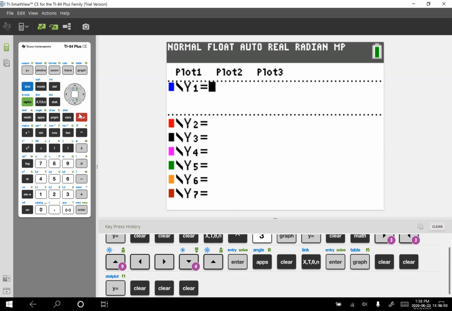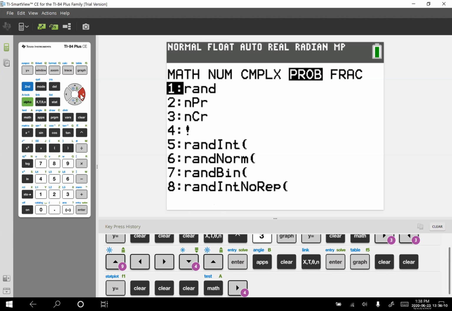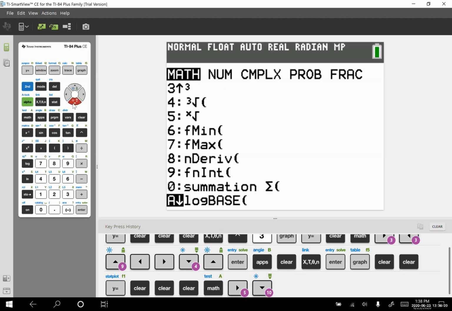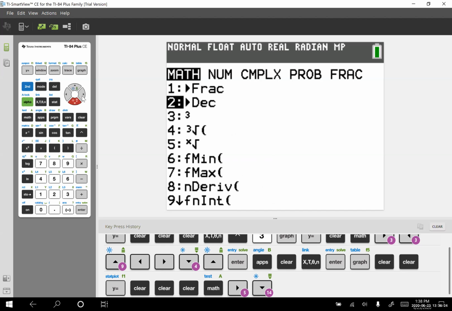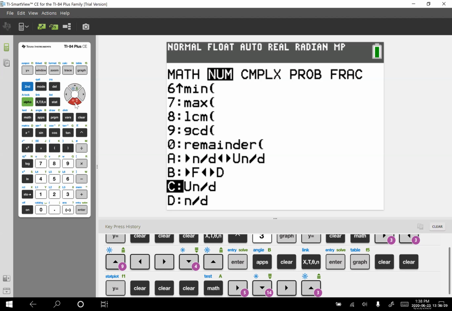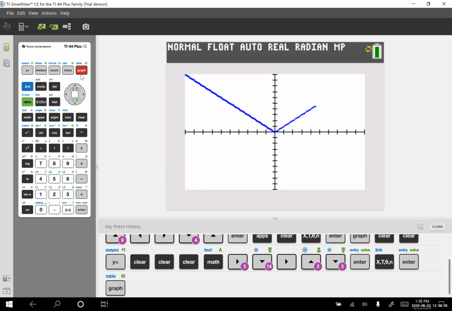So let's see here if I can find it. Let's go math. Nope. Decimal, nope. Not derivatives, summation notation, no. Log base, piecewise, number solver, nope. So I'll have to take a look at this, guys. I don't want to spend a whole bunch of time on this. Oh, I think I found absolute value. Okay, so then we have the absolute value function, and I can say absolute value of x. So I did find that. And then we can graph that, and there you go.